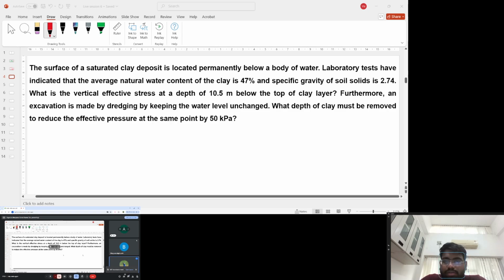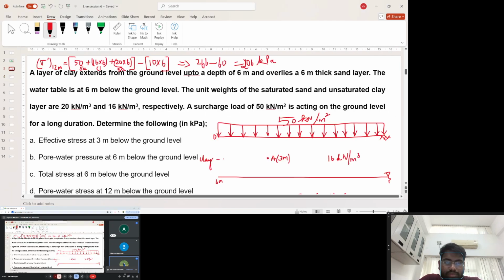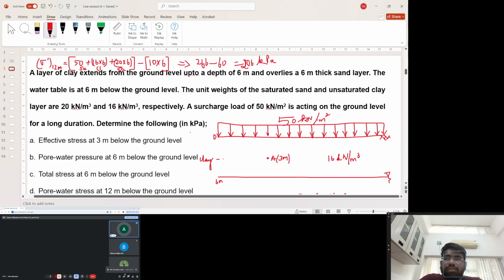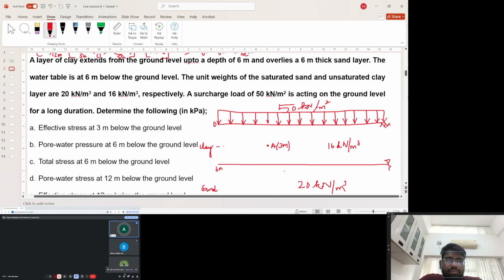Sorry, sir, can I ask a small extension in the previous example? Can you go back to the previous slide, sir? Your conclusion: with surcharge, without surcharge, the difference is nothing but the surcharge only, corresponding to effective stress at 12 meter. Now my question is, the effective stress at any depth, including ground level or 6 meter or 12 meter, anywhere, the answer is same, no? Yes, it will be same.